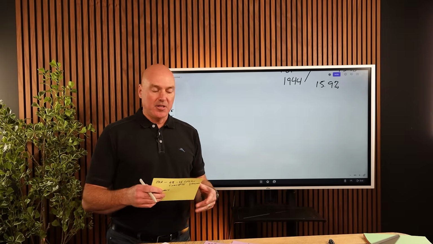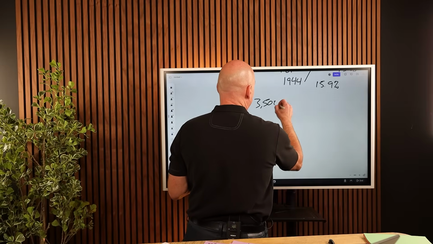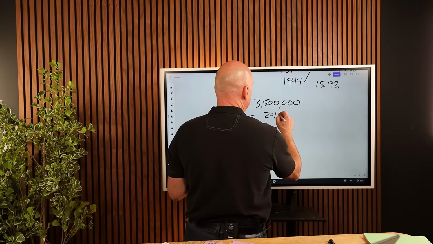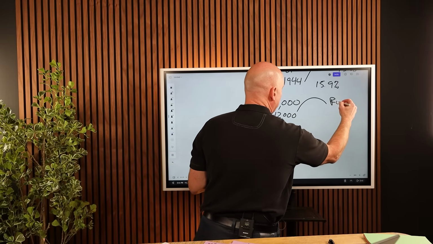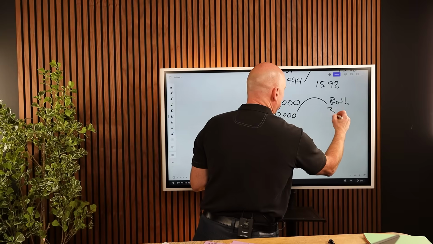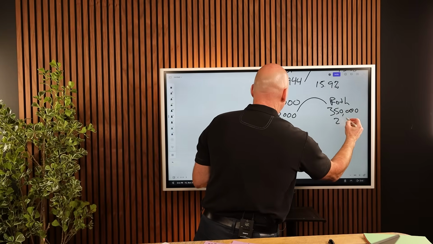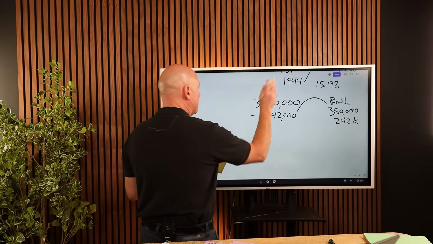So we started off with $3,500,000 in our traditional bucket, but we've been taking out $242,000 every year, and we've been adding that over to our Roth bucket. And our Roth bucket started with $350,000, and we're adding $242,000 to that bucket every year. So we're subtracting a little bit here.